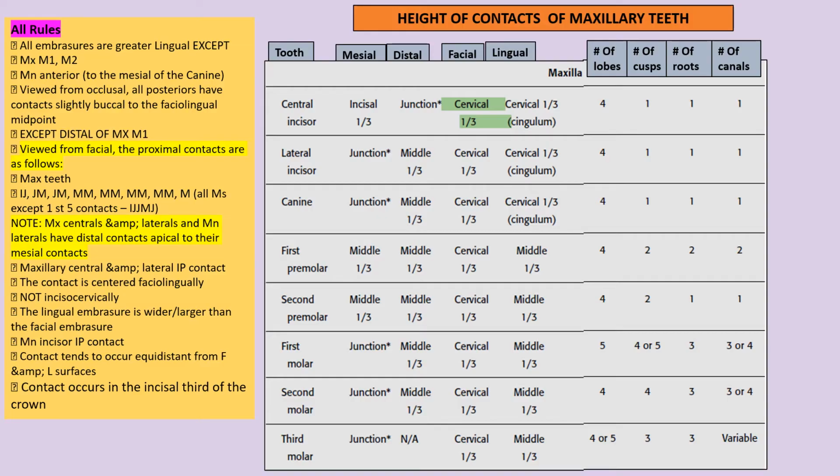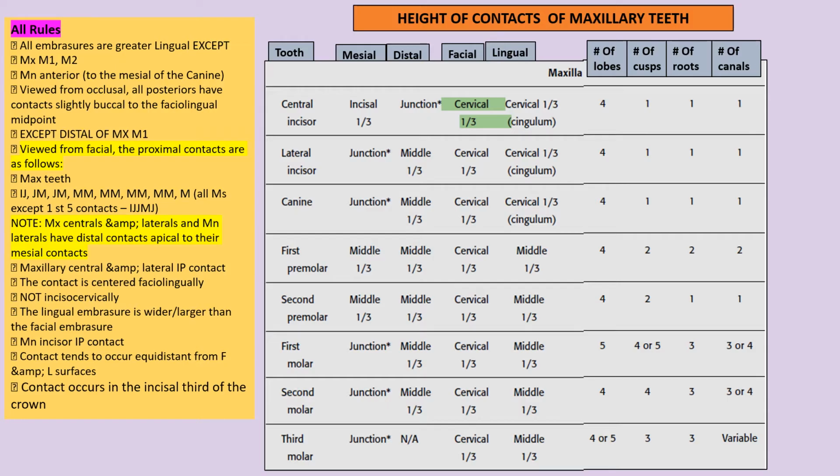Now you may also have to memorize where the mesial and distal height of contact are. For the mesial and distal height of contact, they have given you a good mnemonic here. You can see I, J, J, M, M, M, right? So that will help you in memorizing the mesial and distal contacts for all the teeth.